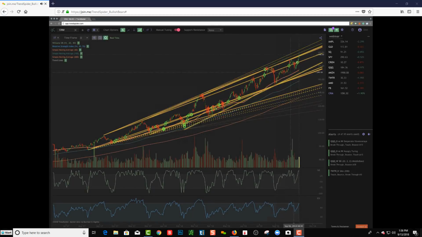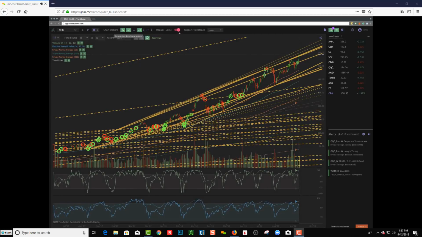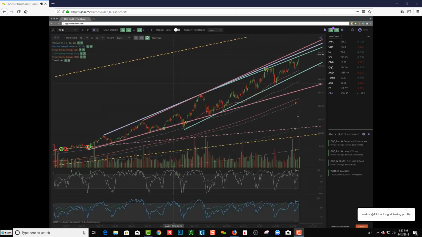This is CRM daily. I would not be surprised to see a bounce at some point. It looks strong, though. Any other requests? Looking at taking profits. Great, that's good to hear. Definitely, it looks like you may need to soon.